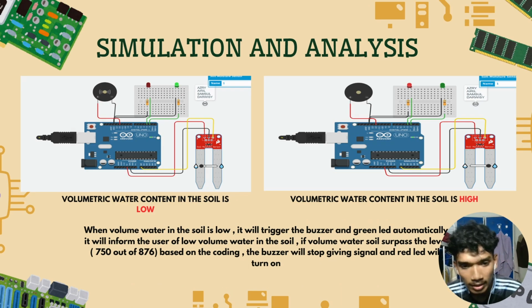For the simulation and analysis, this is when the volumetric water content in the soil is low, and this is when the volumetric water content in the soil is high. When the water in the soil is low, it will trigger the buzzer and automatically inform the user of low water in the soil. If the soil moisture surpasses the level of 750 out of 876 based on the recording, the buzzer will stop giving a signal and the red LED will turn off.